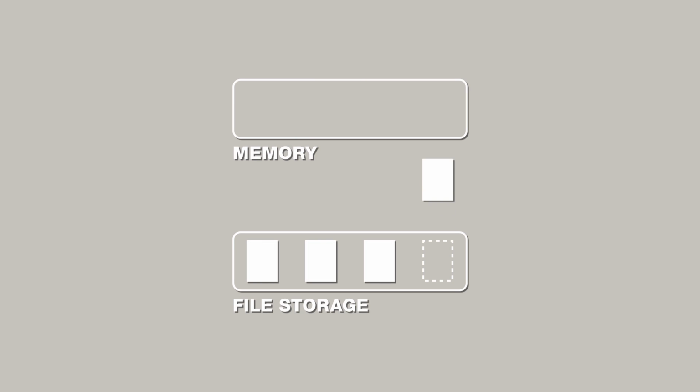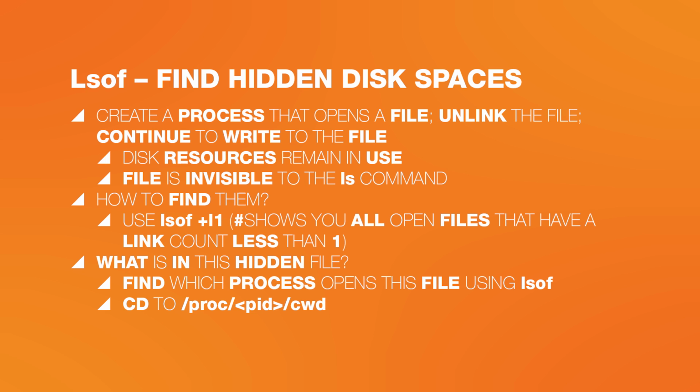Here is the scenario. If you create a process that opens a file, while the process is still running, you can delete the file. Since the file is still open in memory, you can continue to write to the file, but it is invisible to the ls command since you have deleted the file. lsof +L1 shows you all open files that have a link count less than 1.